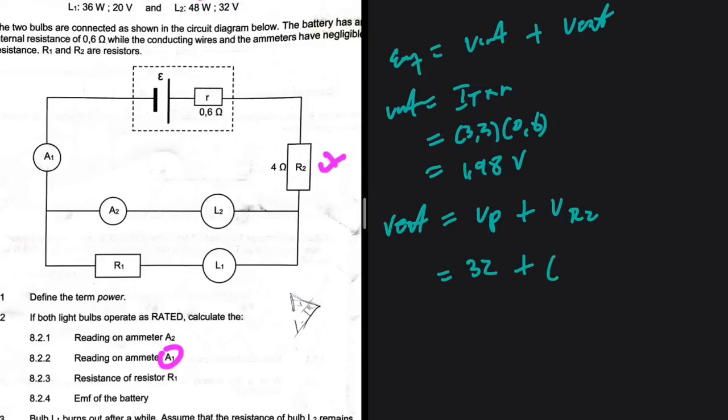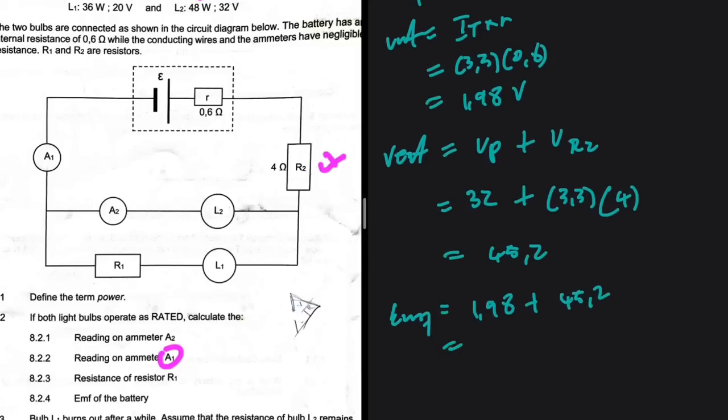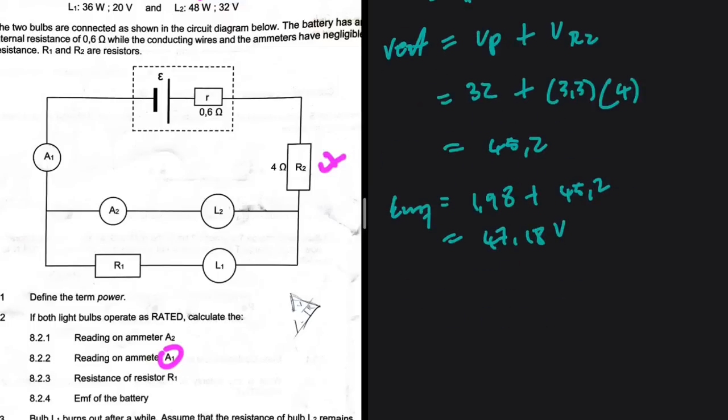Now let's calculate the voltage dissipated by R2. The current that passes through R2 is 3.3 because that resistor is in series, and the resistance of R2 is 4. So let's add these. 32 plus 3.3 multiplied by 4. This is 45.2. So EMF will be equal to V internal 1.98 plus V external 45.2. So 45.2 plus 1.98 is equal to 47.18 volts. Right, that is the EMF of the battery.